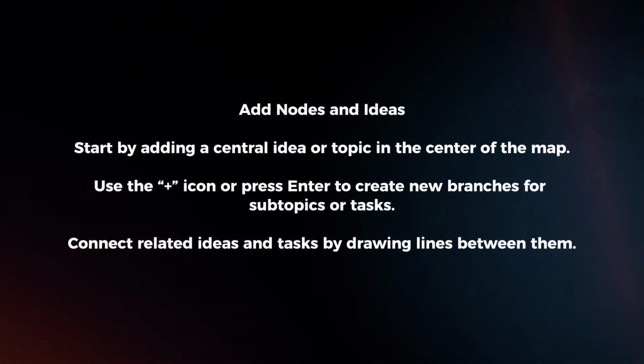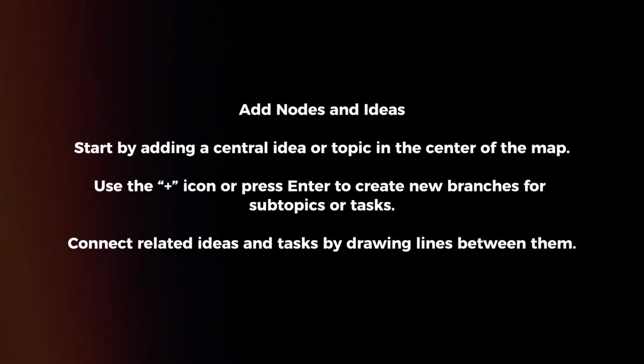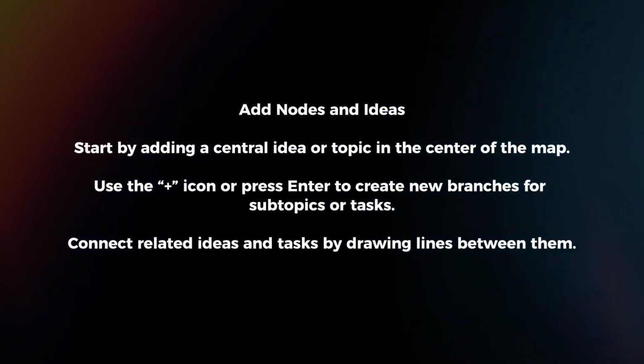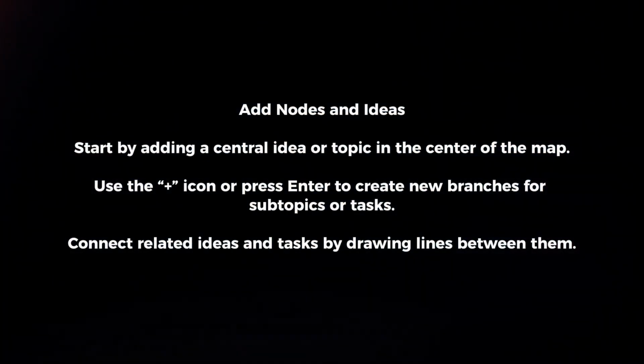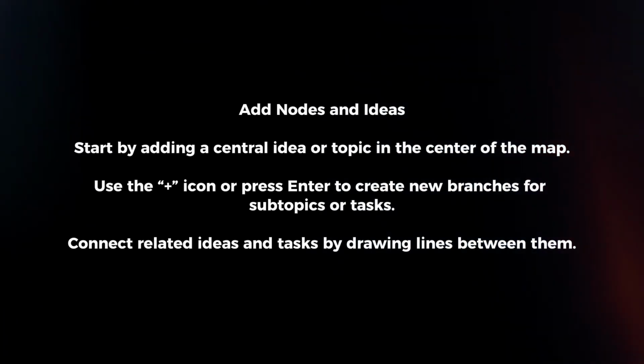Add nodes and ideas. Start by adding a central idea or topic in the center of the map. Use the plus icon or press Enter to create new branches for subtopics or tasks. Connect related ideas and tasks by drawing lines between them.